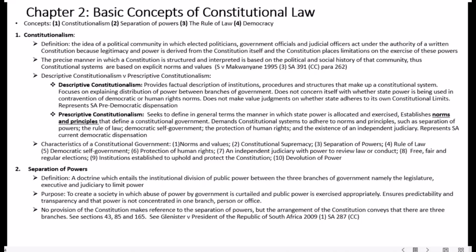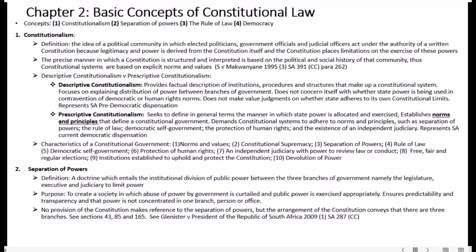And then we've got what we call prescriptive constitutionalism, colleagues, and this seeks to define in general terms the manner in which state power is allocated and exercised. But it goes further than that, colleagues. It actually establishes norms and principles that define a constitutional government. It demands that constitutional systems should adhere to norms and principles such as the separation of powers, the rule of law, democratic self-government, the protection of human rights, and the existence of an independent judiciary.